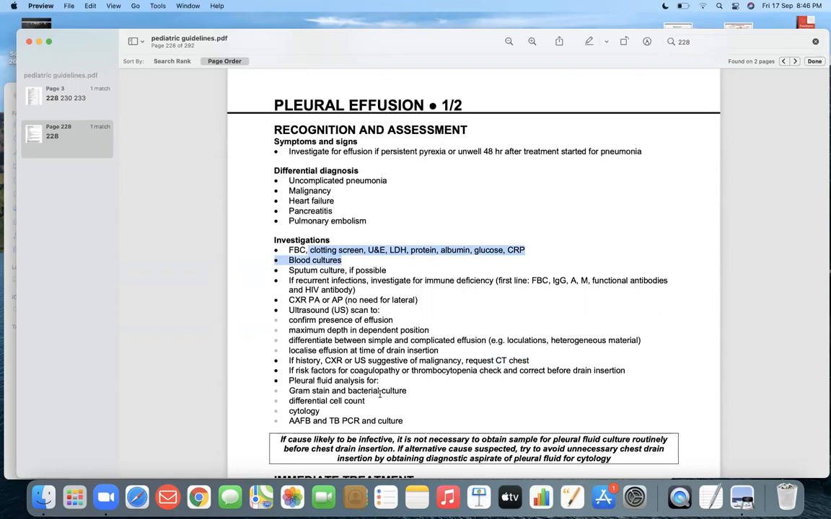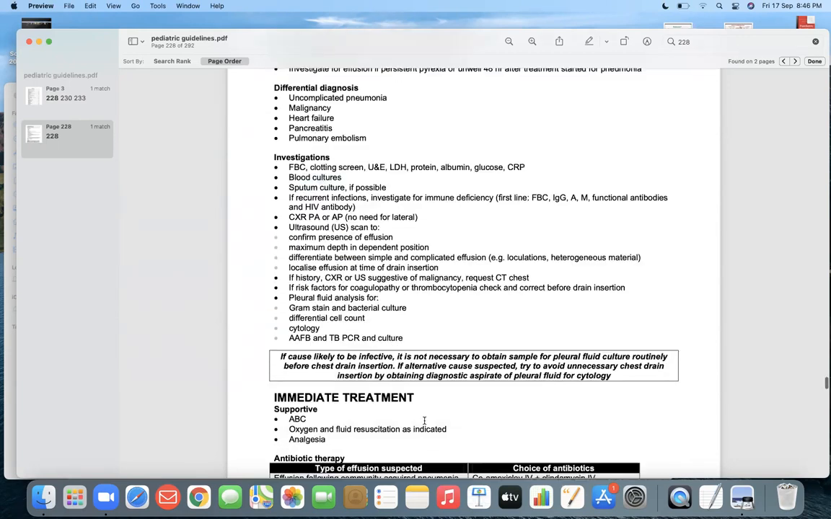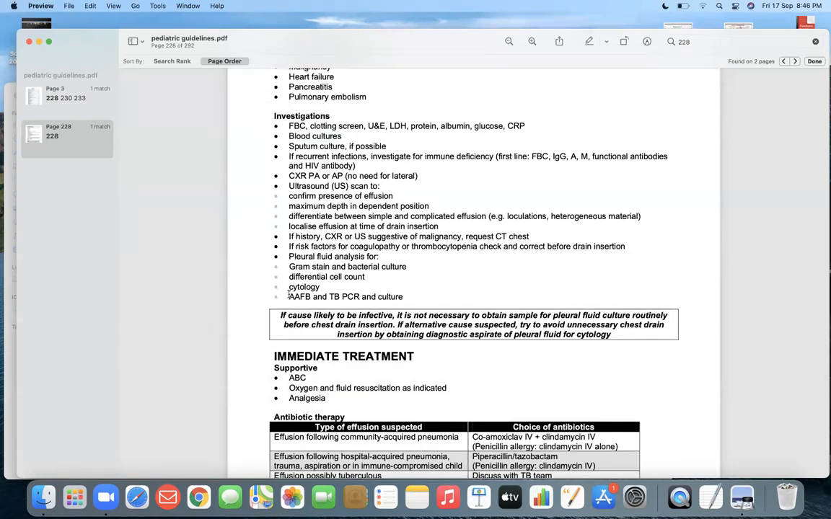Then pleural fluid analysis for Gram stain, bacterial culture, differential cell count, cytology, and TB PCR and culture. What is the AAFB? Acid fast bacilli. Maybe a misprint, I don't know. Okay, let's see.